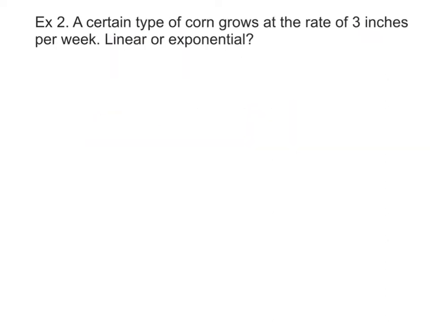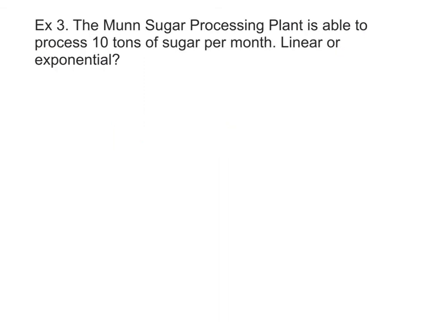All right, example 2. A certain type of corn grows at the rate of 3 inches per week. Linear or exponential? We see here 3 inches per week. That means every week it's going to increase by 3, not by a percentage. So it is linear because it is the same numeric amount that is increasing every week. Example 3, the Munn sugar processing plant is able to process 10 tons of sugar per month. Linear or exponential? Again, here's my kicker, 10 tons per month. So each month they're processing 10 tons. That is the same amount each month, so it is linear.